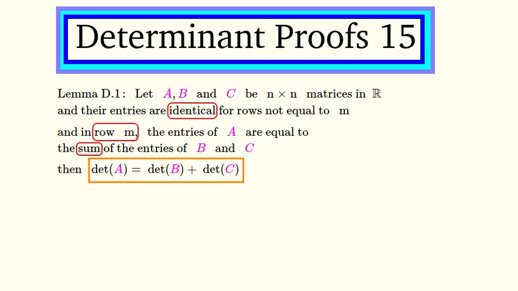In this video we'll prove this equation, that this determinant sum is true given these conditions. All of these matrices must contain the same entries everywhere except in row M. In row M the entries in matrices B and C are allowed to be different, and the entries in row M of A must be equal to the sum of the corresponding entries of B and C.